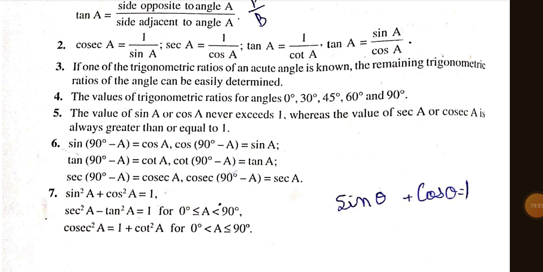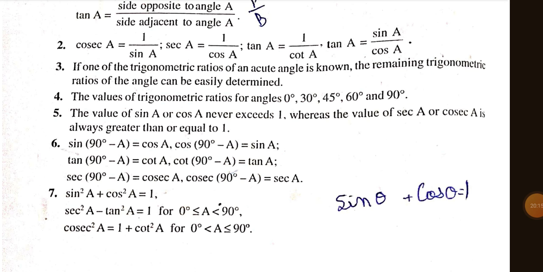6. Sin (90 degree minus A) is equal to cos A. Cos (90 degree minus A) is equal to sin A. Tan (90 degree minus A) is equal to cot A. Cot (90 degree minus A) is equal to tan A. Sec (90 degree minus A) is equal to cosec A. Cosec (90 degree minus A) is equal to sec A.